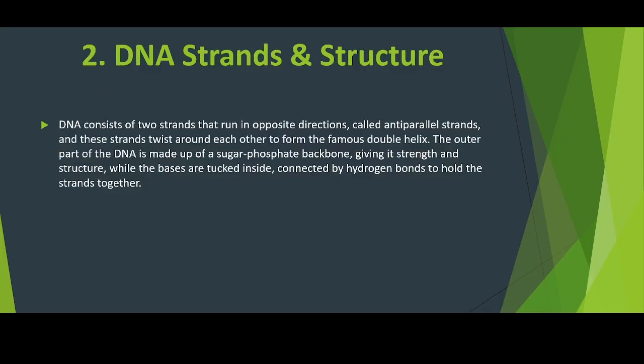DNA consists of two strands. They run in opposite directions. They are called anti-parallel strands. They twist around each other to form the famous double helix. The outer part of the DNA is made of a sugar phosphate backbone, giving it strength and structure, while the bases are tucked inside, connected by hydrogen bonds to hold the strands together.